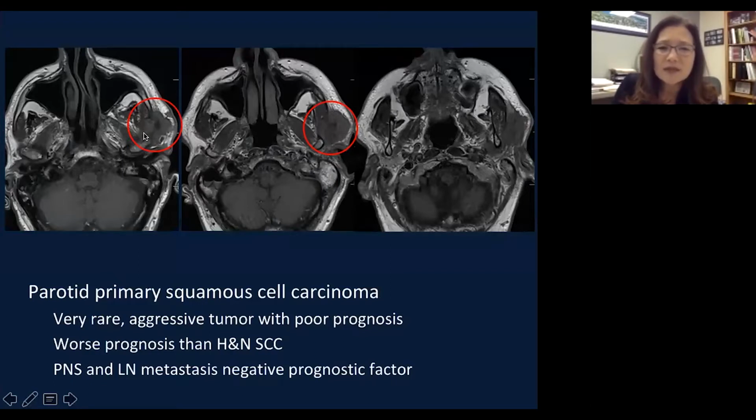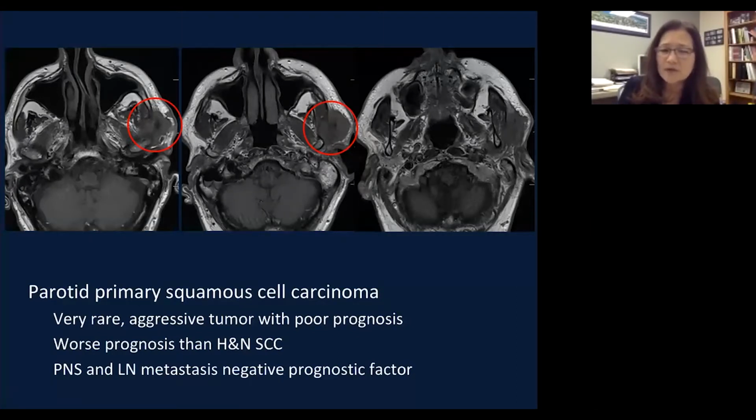It almost gives a sense of involvement of the temporomandibular joint. Primary parotid gland squamous cell carcinoma is very rare. It's reported to be 1% or even less than 1%. But it does happen, and this has a worse prognosis than head and neck squamous cell carcinoma, and also much worse than other parotid gland cancers such as the mucoepidermoid or adenoid cystic cancers that I showed you.